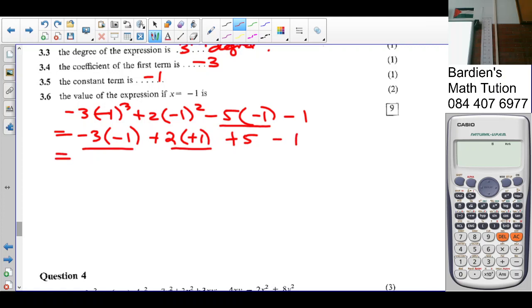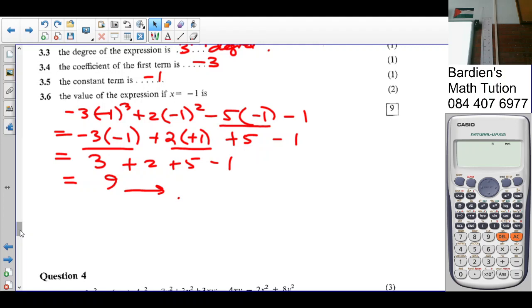Let's sort that out. What's negative 3 times negative 1? Positive 3. Positive 2 times positive 1? Positive 2. Plus 5 minus 1. 3 plus 2? 5 plus 5? 10 minus 1? People, you guys understand? Okay.